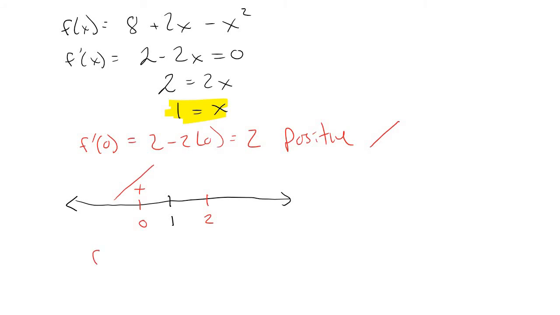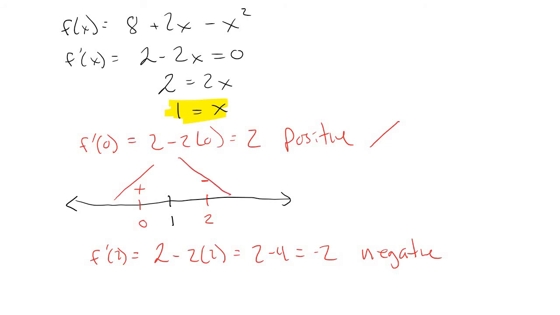Now at 2, f prime of 2, I have 2 minus 2 times 2, which is 2 minus 4, or negative 2. But once again, what I'm really concerned with is that this is negative. The derivative is negative here, which means the tangent line is decreasing.